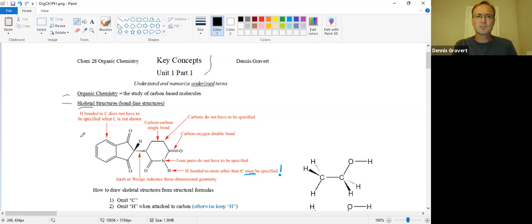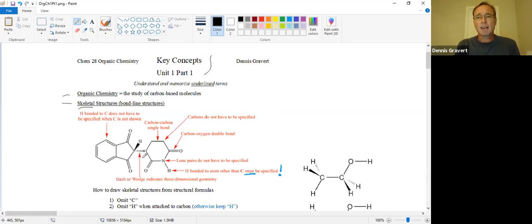Looking at the skeletal structure, what's something important about it? Well, the first thing I notice is, hey, there's no C's in here. Every time there's a bond that doesn't have an element specified, we're going to assume it's a carbon atom. And so this line happens to be, in this case, a single bond. This double line is a double bond. And at the end of the right-hand side of the bond is an oxygen. Okay. Over here, there's no element specified. It must be carbon. There's another single bond connecting nitrogen to carbon, and so on.